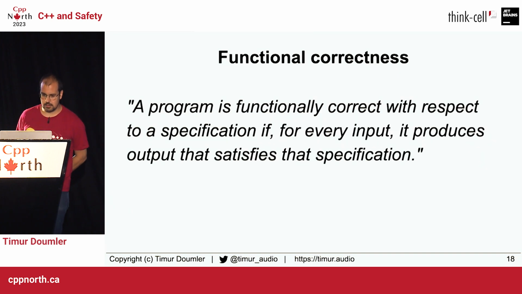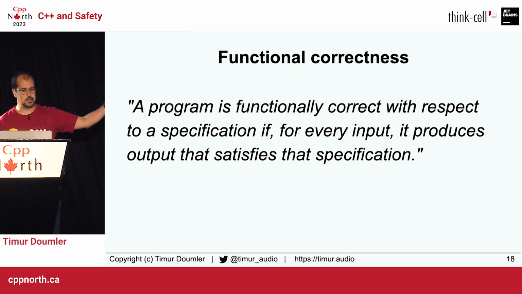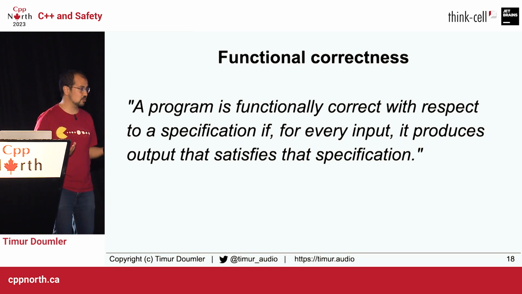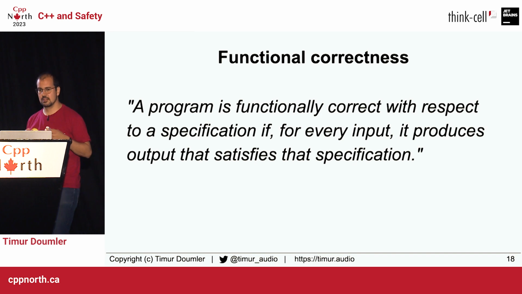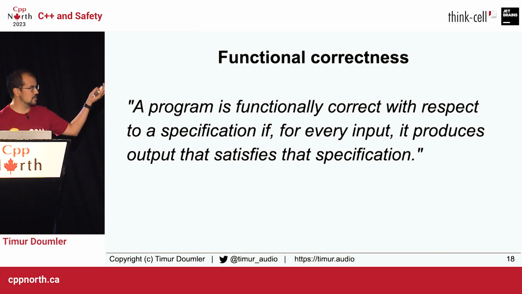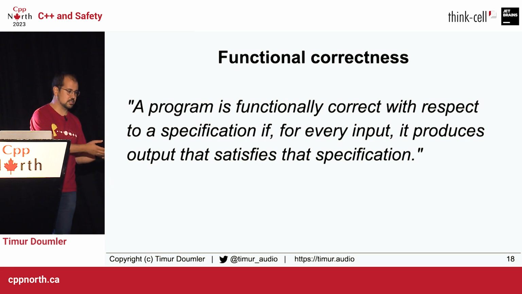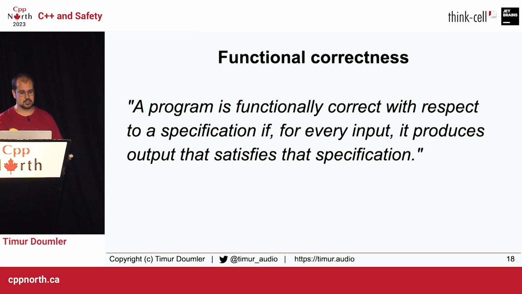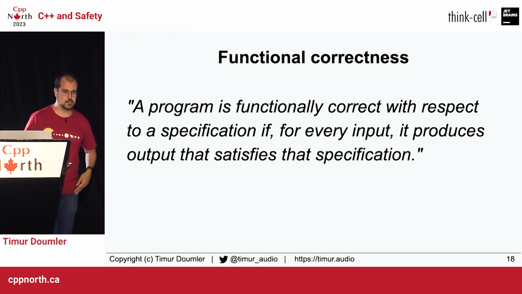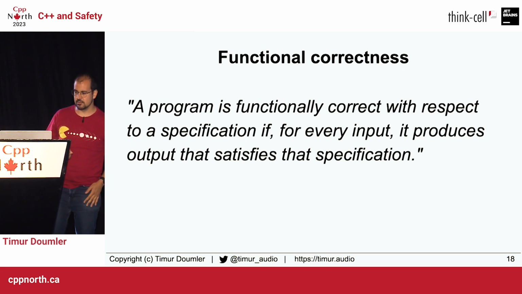So there is this definition here which I find very useful, which is functional correctness. A program is functionally correct with respect to a specification, right? So it's a property that is always defined relative to a specification, if for every input it produces output that satisfies that specification, right? So that's a property that is important, but it's very difficult to achieve because you actually need to have a very precise specification in order to reason about your program being correct. And oftentimes, actually writing the specification with enough precision is as hard as implementing the program that is correct with respect to that specification. So it's often almost the same problem, right?